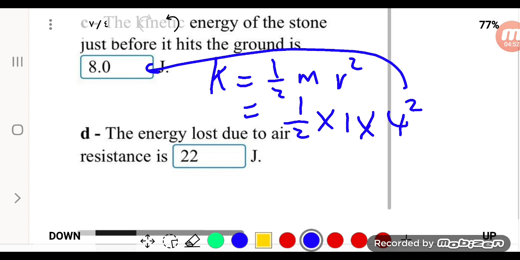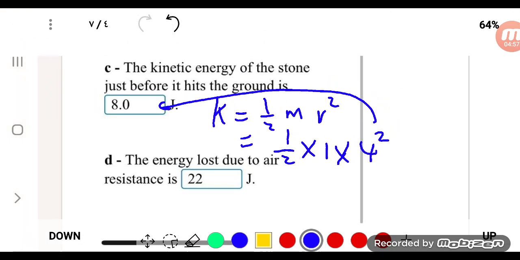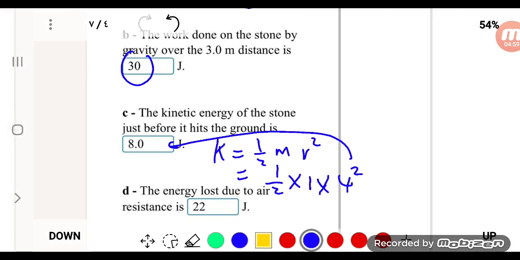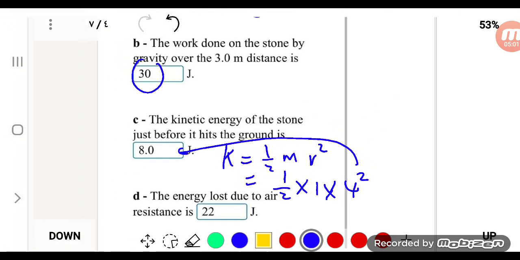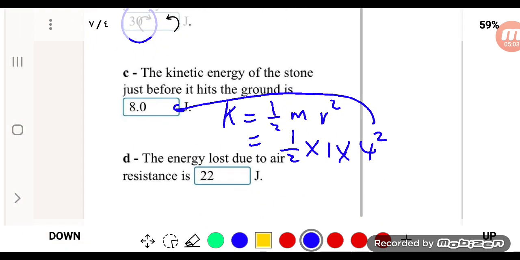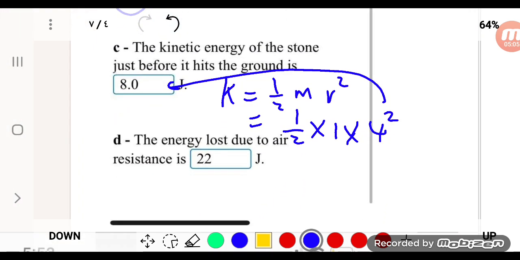Next, the energy lost due to air resistance. Energy lost due to air resistance, you subtract 30 minus 8. Work done by gravity minus kinetic energy. So here you say 30 minus 8 and you get 22, and that is the answer.